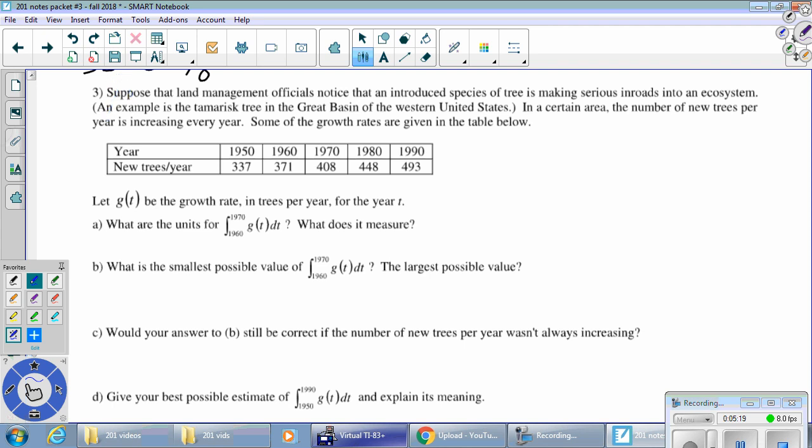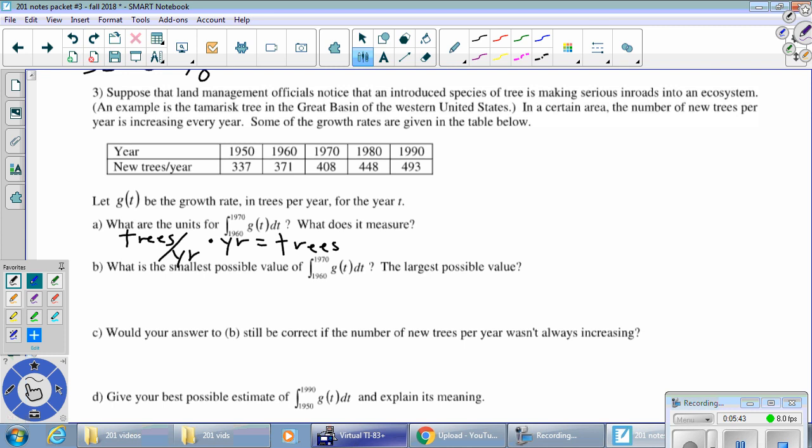First, what are the units for the integral from 1960 to 1970 of g of t dt? What does it measure? So the units, remember, are going to be the g units times the t units. G, according to this problem, is measured in trees per year. Trees per year times the t units, which is measured in years. So the ultimate final unit for this integral is trees.